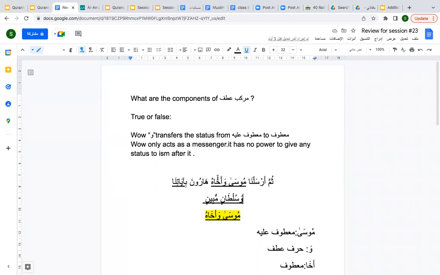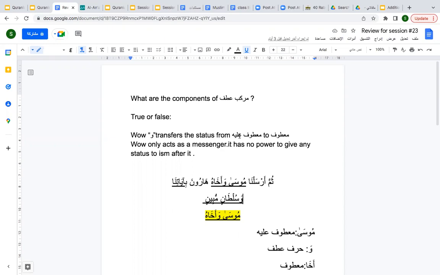Keep that in mind. Okay, so now, however, when we learned harf jar, it's a powerful word. The harf jar wow, does it have power to make a word jar? Yes or no? Yes, it does. Wal asri, right? Wal layli. And there are so many examples. There are so many oaths that start with wow. So keep that in mind.